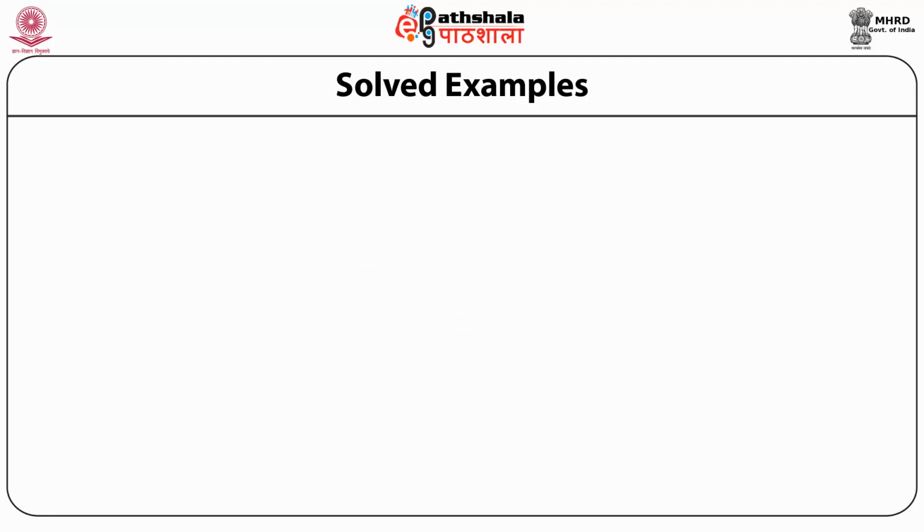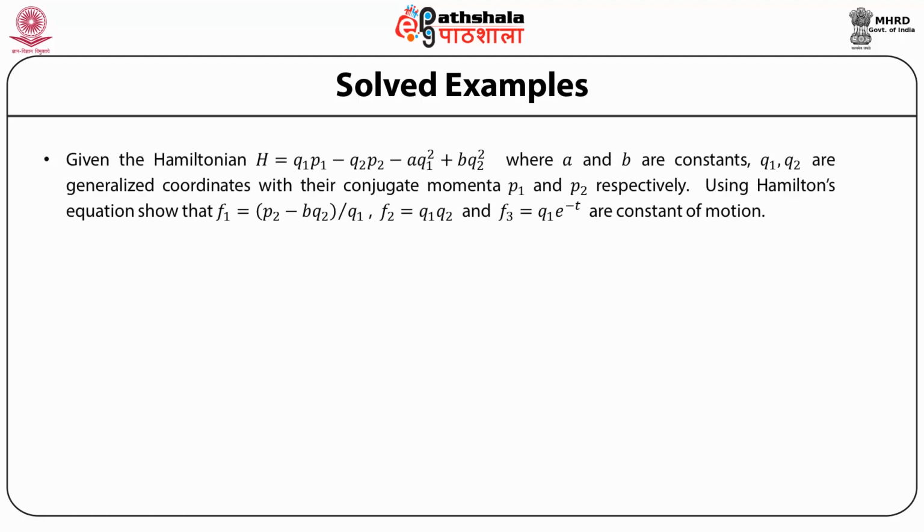We now consider a Hamiltonian which is given as q1 p1 minus q2 p2 minus a times q1 square plus b times q2 square, where a and b are constants, and q1, q2 are two generalized coordinates with their conjugate momenta p1 and p2.